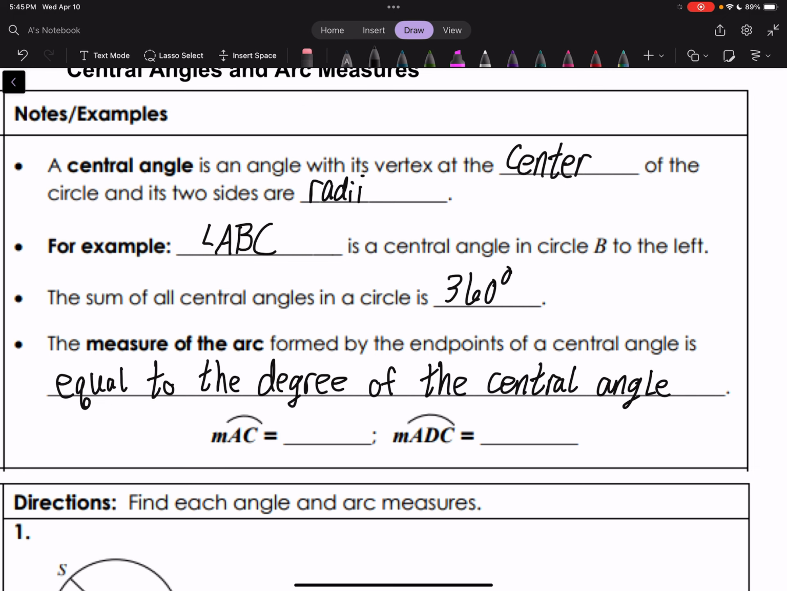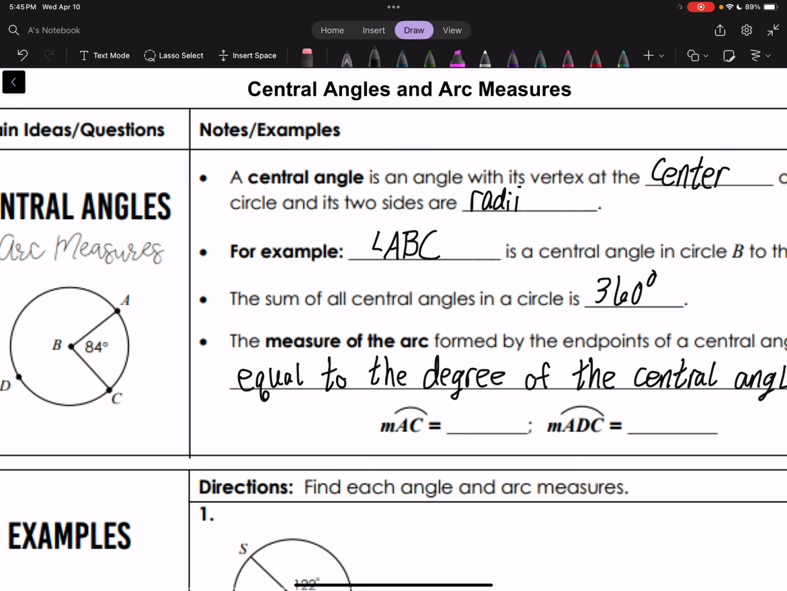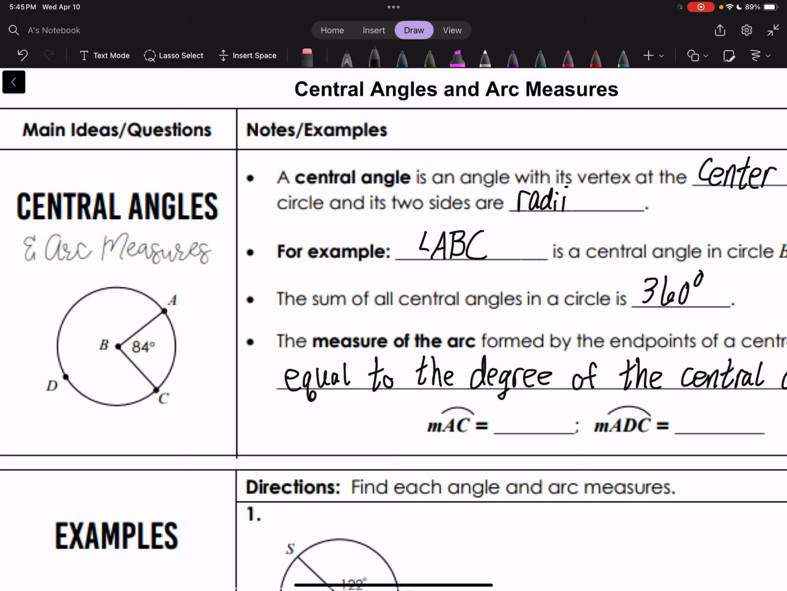Well, what does that mean? A lot of words. Actually, it's quite simple. If I want to know the length, or the measurement rather, of arc AC, I want to know the arc here. The measurement of my arc is just the degree of the central angle.